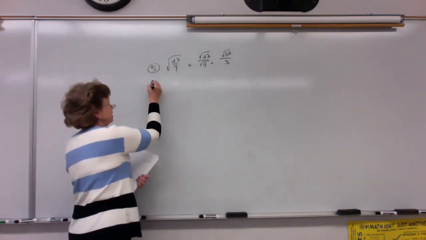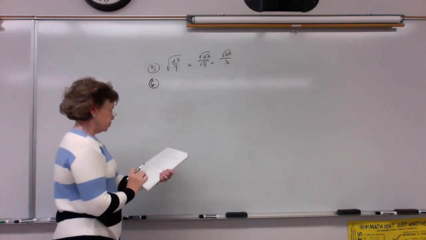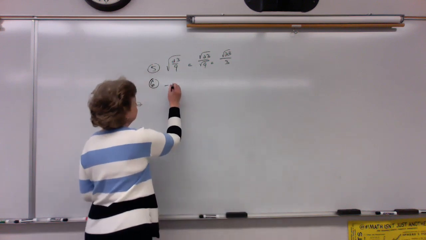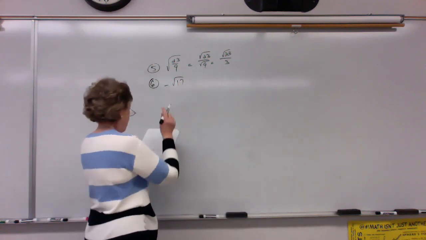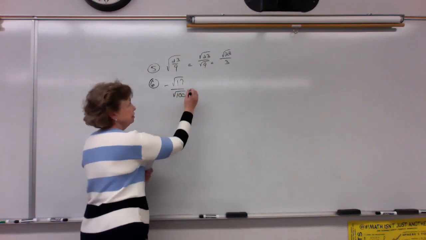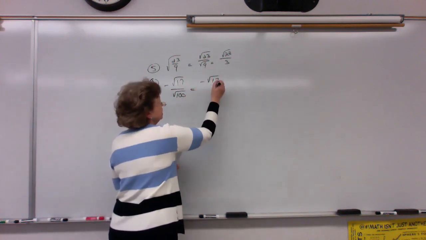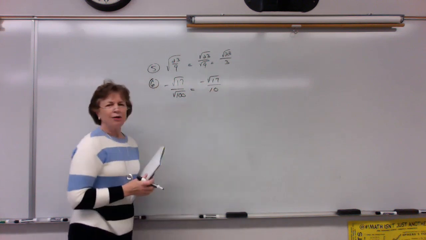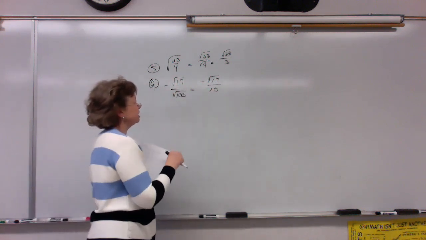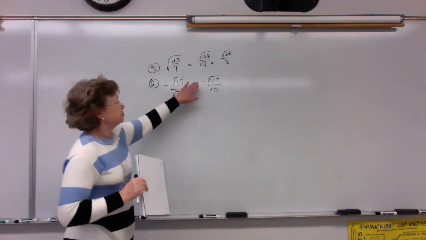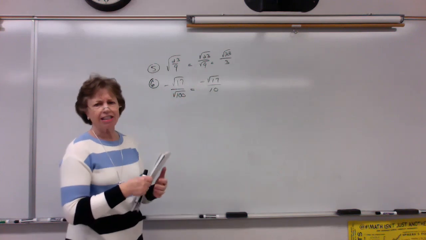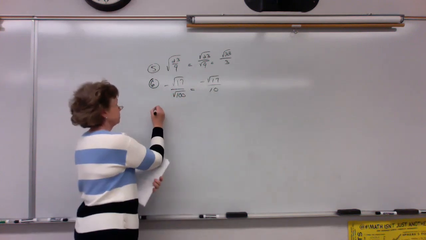If I'm looking at number 6, where you have the negative square root of 17 over the square root of 100, I'm going to pull it apart: negative square root of 17 over 10. Remember, it doesn't really matter where you put that negative sign. That's a negative fraction. So if it was out in front, I could put it in the numerator, I could put it in the denominator, or I could just put it out in front of the whole fraction, which is probably the best thing to do.